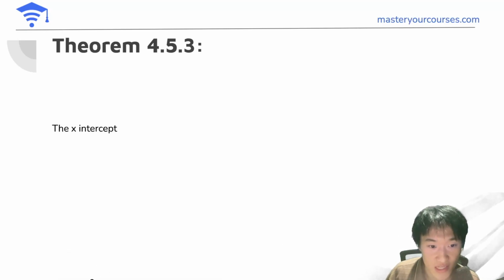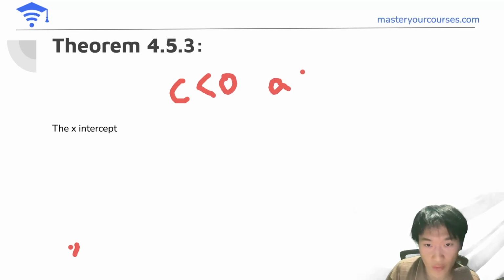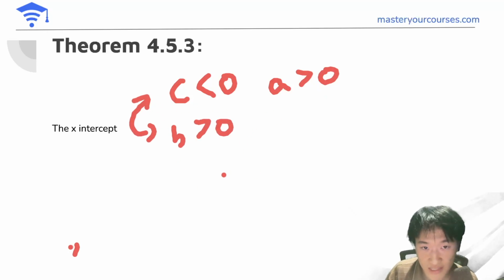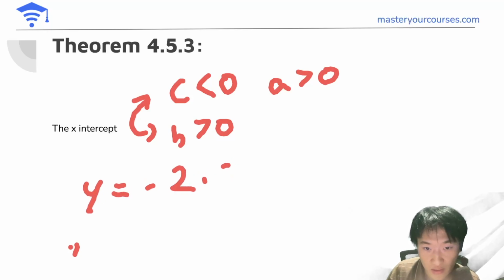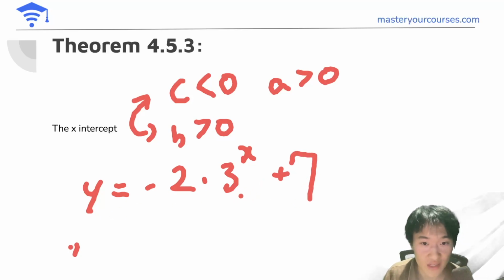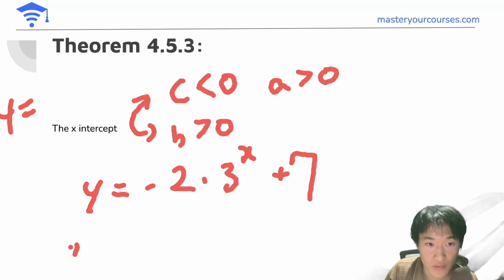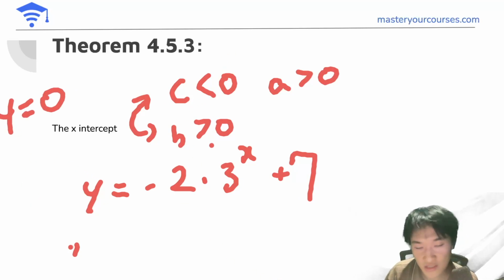Now, we could have another case where c is less than 0, a is always considered to be greater than 0, and b is greater than 0. So notice that c and b have now swapped signs. Now if you think about this, it would be something like minus 2 times 3 to the power of x plus 7. Notice that this is actually the same thing, right? We're just moving a different side of the equation over to the other side when y is equal to 0. So these are the two cases in which the x-intercept actually exists.